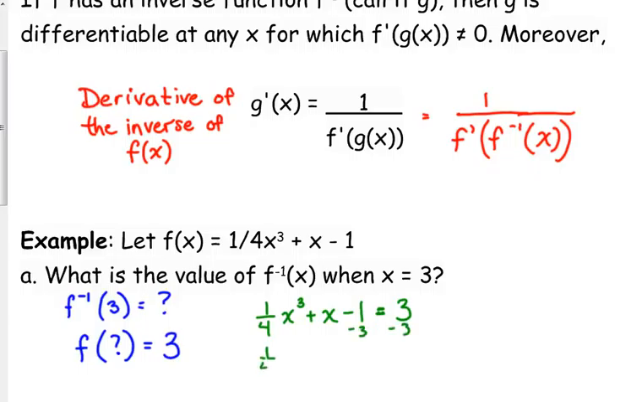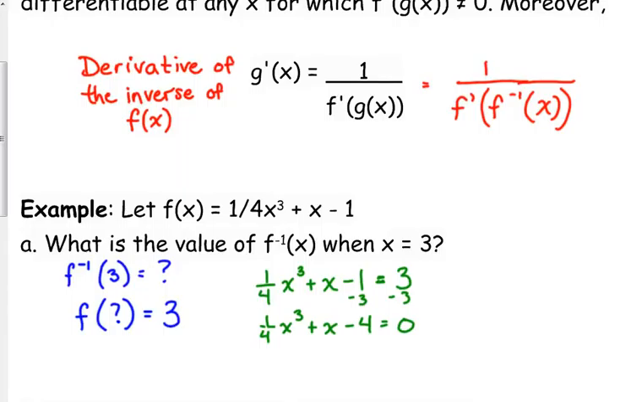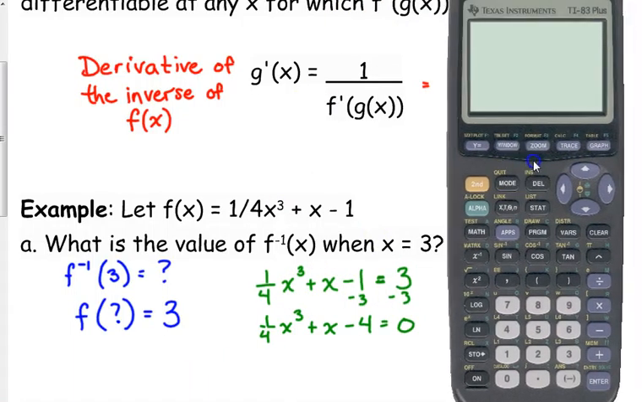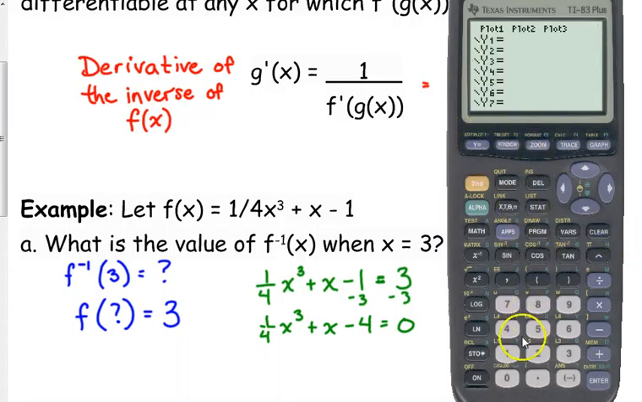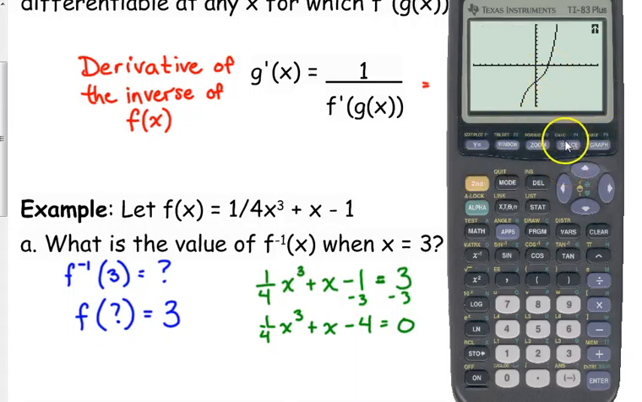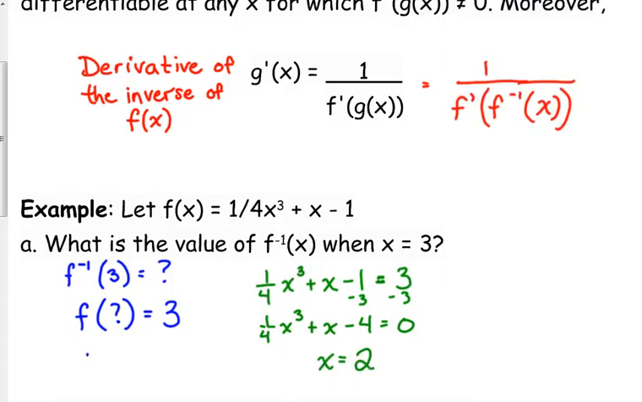So typically we subtract, we want it equal to 0 to solve. Now this is a cubic function. We can't really solve this one by hand, so we would have to graph it and find where it equals 0. X cubed plus x minus 4. Let's find where that crosses the x-axis. One place. It actually happens at 2. That's convenient. So f inverse of 3 is equal to 2.